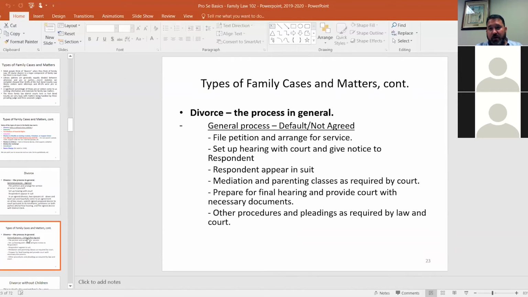Then there are divorces where it's not necessarily agreed. The terminology often used is a default divorce, but I will also call it a not agreed divorce, where it's a little more of an arm's length process. A lot of the same things are going to be the same. There's going to have to be a hearing, but there might be some other things that need to occur before then. There might be discovery, there might be mediations, things of that nature. So there are a lot of different things that might occur in this type of case.